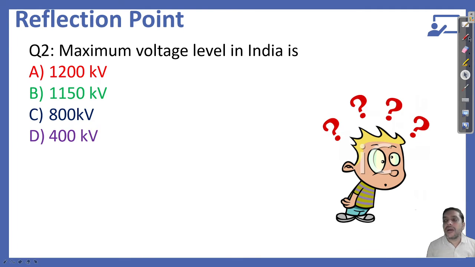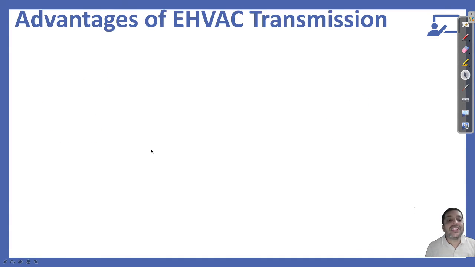The maximum voltage level in India is 1200 kV, and the first transmission line is going to be established between Aurangabad and Bina. Aurangabad is in Maharashtra and Bina is in MP. So this line from Aurangabad to Bina is under construction, under erection. I hope you got the answer correctly.